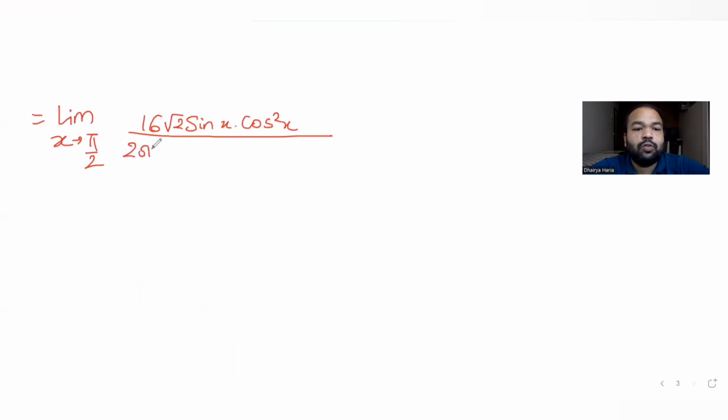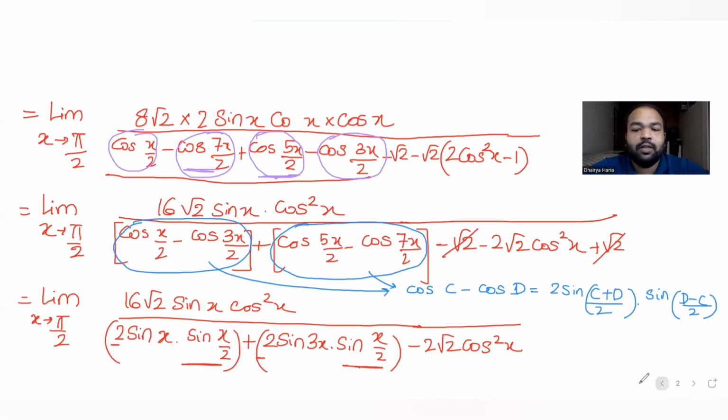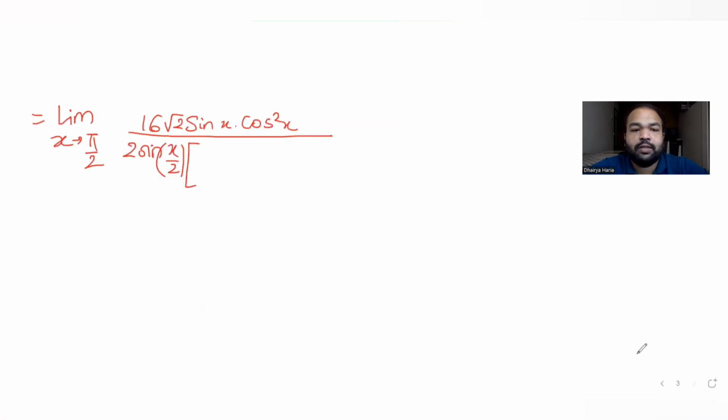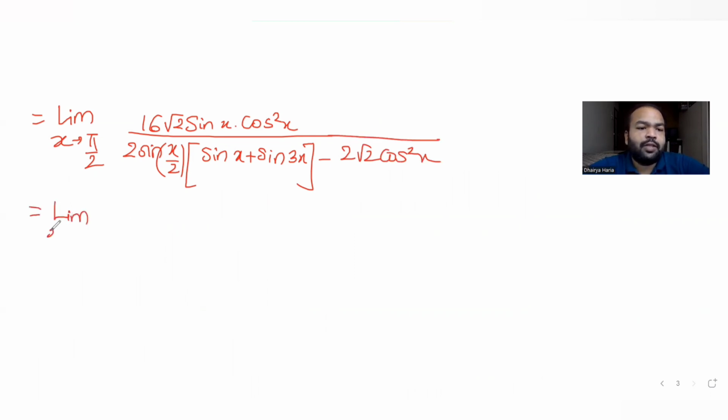So 2 sine of x by 2 common, and what remains in the denominator in the second bracket is sin x plus sin 3x. So I have sin x plus sin 3x, and it is minus 2 root 2 cos square x. So if I solve it further, limit x tends to pi by 2, numerator is still the same.